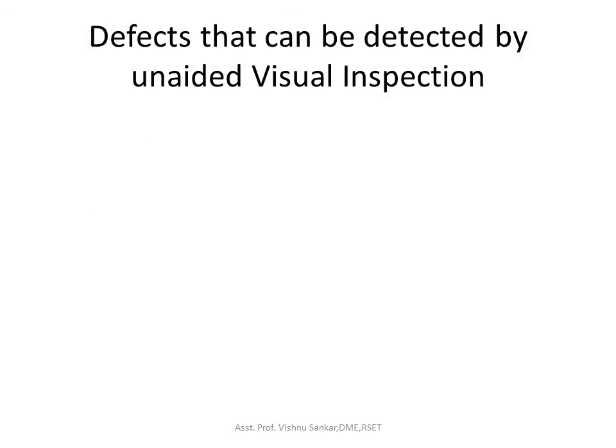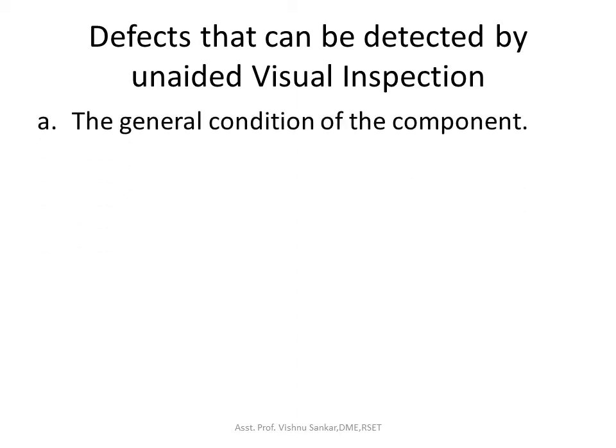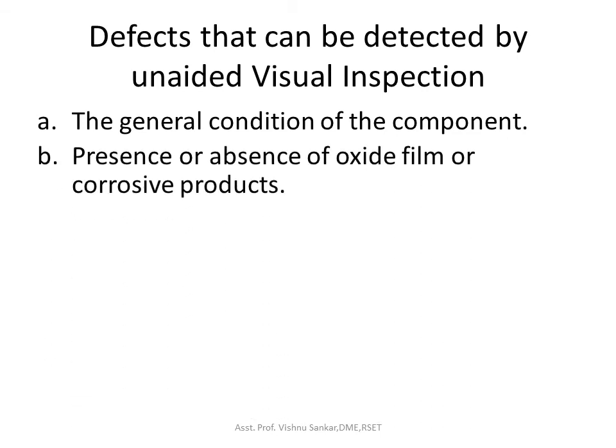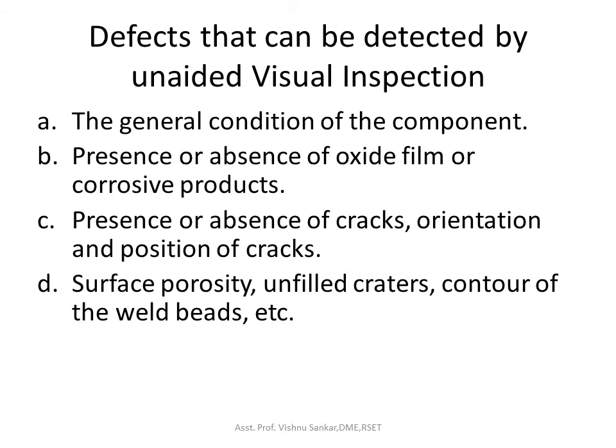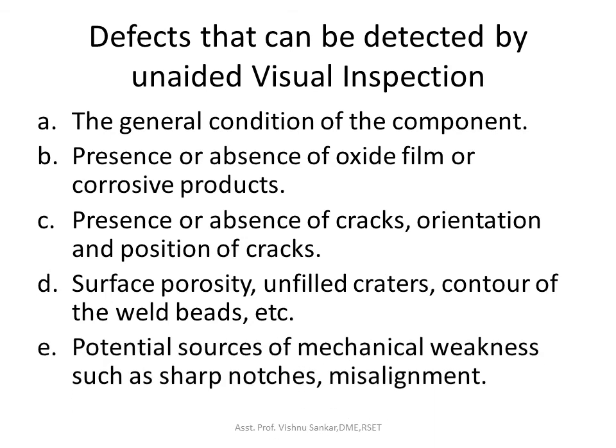What are the defects that can be detected by unaided visual inspection? The general condition of the component, presence or absence of oxide film or corrosive products, presence or absence of cracks, orientation and position of cracks, surface porosity, unfilled craters, contour of the weld beads, etc. And the last one, potential sources of mechanical weakness such as sharp notches and misalignment.